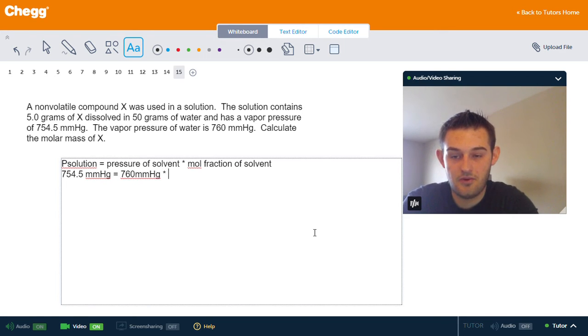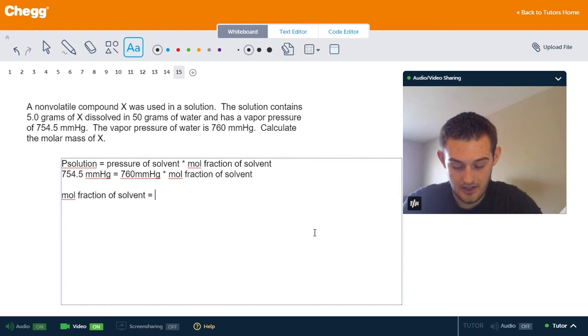and times the mole fraction of the solvent, which we don't know at this point because the water is mixed with so much of this compound X, and we don't know the mole fraction. That's what we're going to end up solving for, okay? So doing the math here and solving for the mole fraction, we find that our mole fraction of solvent is equal to 0.9927, okay?